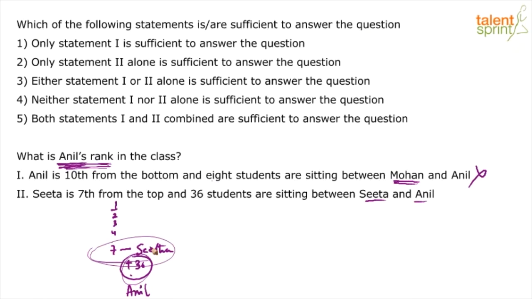So basically, we need not spend time finding out the exact rank of Anil. The point that we have to check here is whether the data is sufficient. Yes, the second statement alone is sufficient for us to find out Anil's rank. How? I know Sita's rank from top. I know the number of people between Sita and Anil. So I can use this information to find out Anil's rank from top. Yes or no? So statement 2 alone is sufficient to get the answer to this question. So your answer should be option 2. Only statement 2 is sufficient.